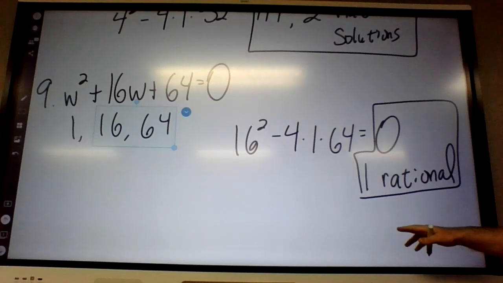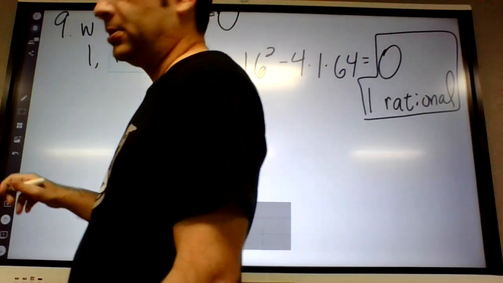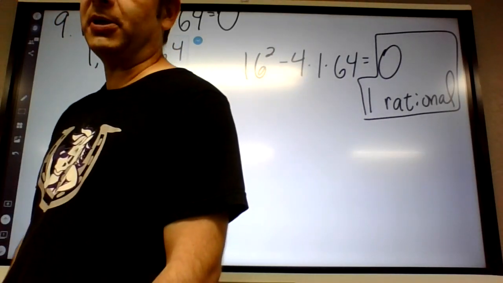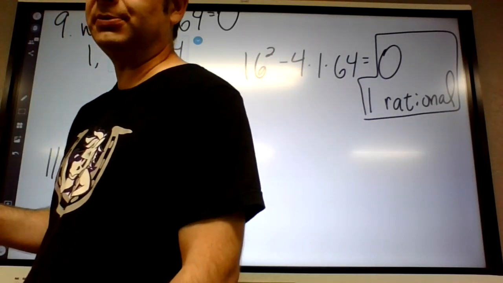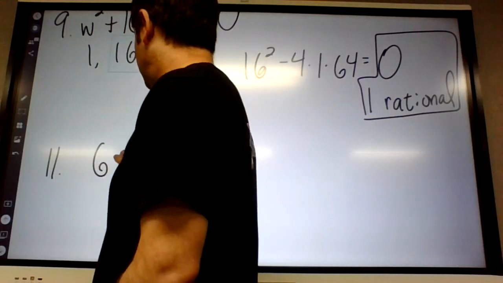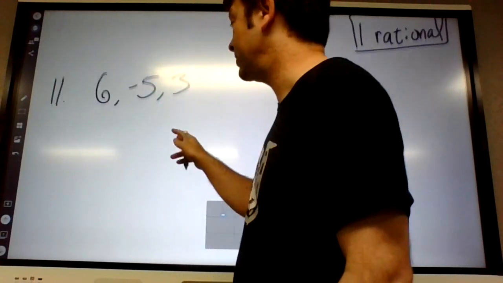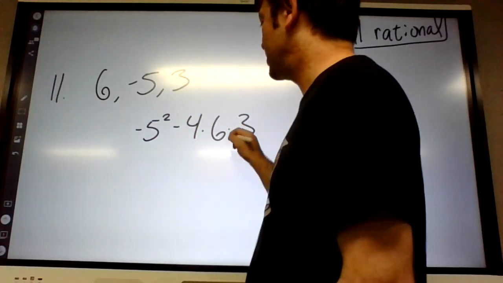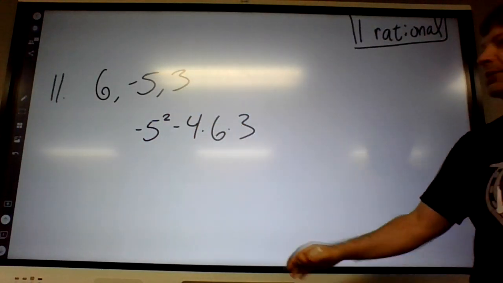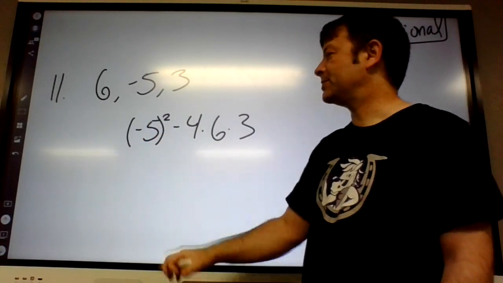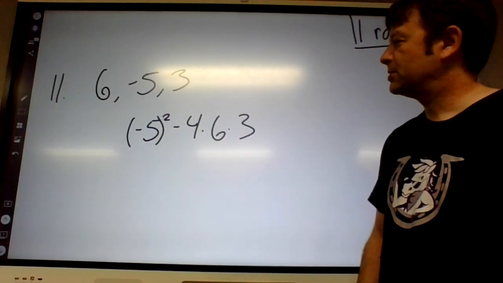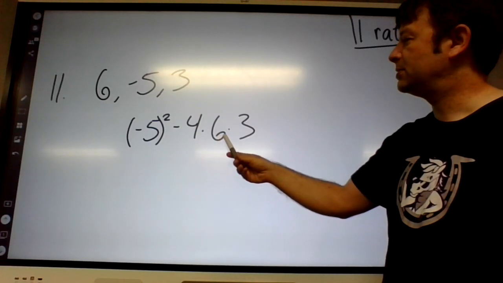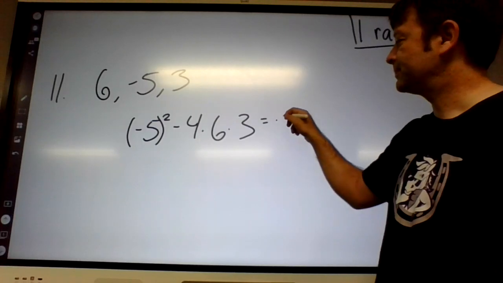So, go ahead. Number 11, one more. We're not doing a lot of these discriminant problems. What's my A, B, and C on number 11? 6, negative 5, and 3. So, B squared minus 4AC. What did I do wrong? Parentheses. Right. We want to square all of negative 5, not just the 5. So, let's see. This is 25 minus 72. Negative 47.